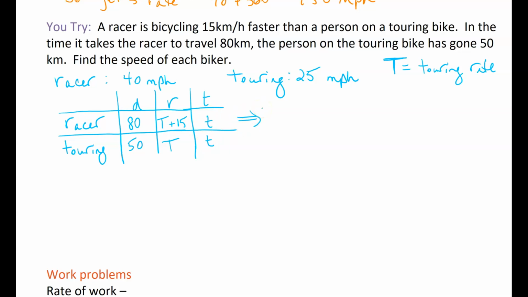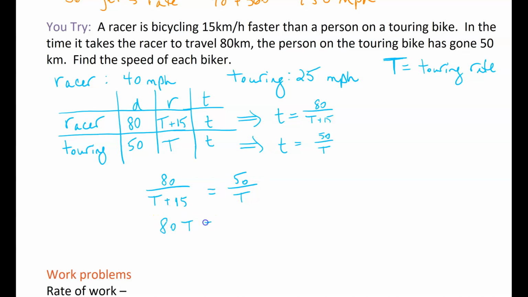Again, very similar to the previous one, time is equal to distance over rate. So we get time is equal to 80 over t plus 15, and this one has a time equal to 50 over t. The times are equal, so we can set them equal to each other: 80 over t plus 15 is equal to 50 over t. And again, we can cross multiply like we did previously.